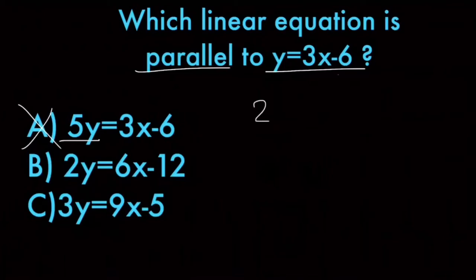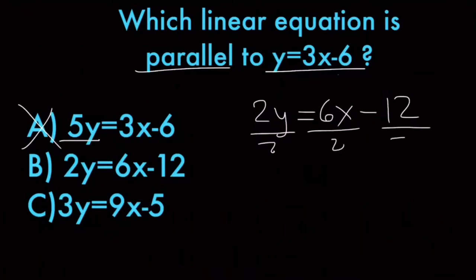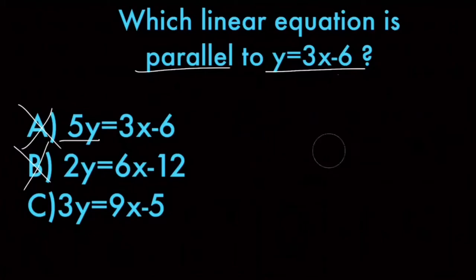Second one, 2y equals 6x minus 12. So first thing we're going to do is simplify to get y. y equals 6/2, that's 3x, minus 6. So some people can say, okay, we got the same slope, but we have the same y-intercept, meaning these are the same line. They're not parallel lines. So this is also not the answer. So on the SAT, you're not going to check the last one. Just going to run with it and circle C.